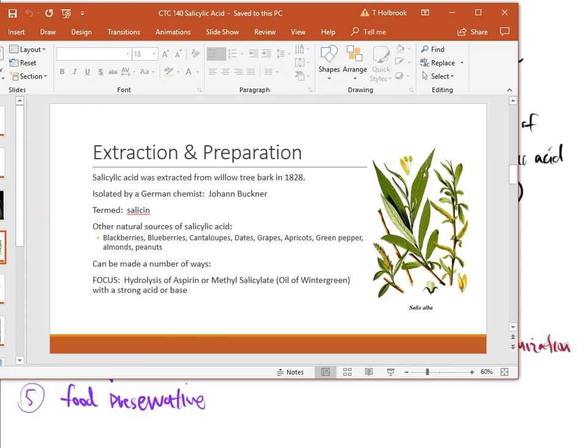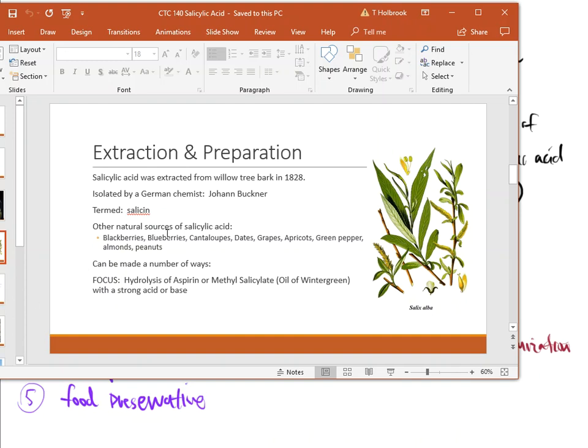What about the extraction and preparation? The first extraction happened in 1828, and it was isolated by a German chemist named Johann Buchner. He didn't really call it salicylic acid at the time. They called it salicin. Salicin was a molecule that was treated the same way as salicylic acid because it was the same stuff, and they knew some real health benefits associated with this molecule. But willow bark's not the only place that you can get salicylic acid.